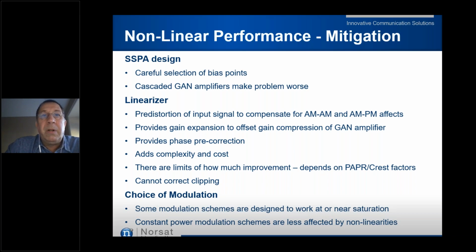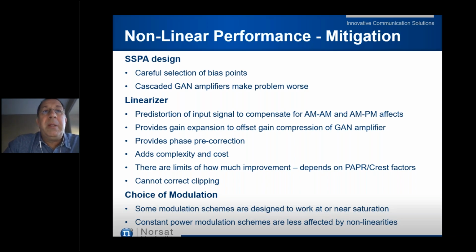You can improve lower level modulations. You can probably improve a little bit more than higher level ones. And then you can't correct clipping. So if your peak to average power ratio is high and you start to clip part of the carrier, there's not really much you can do with a linearizer. You have to back off from that.